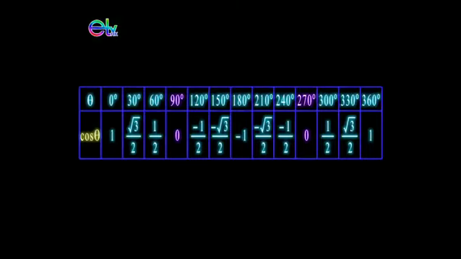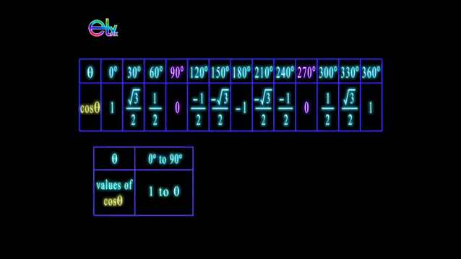Now let's look at the graph of the cosine function. This is the table of angle theta from 0 degrees to 360 degrees, and the various values of cosine theta. The relationship between angle theta and cosine theta is shown by a graph like this.